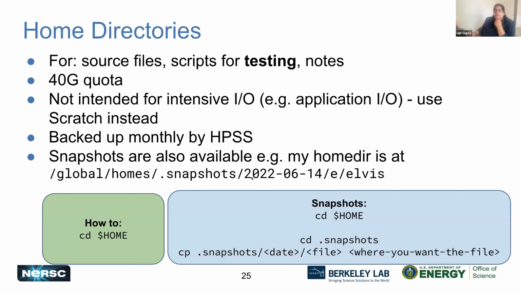It is backed up. Several of these are backed up, and you'll see if you go to our documentation. CFS is backed up, Home is backed up, but for 7 days. So if you have something go wrong and you need to revert to an older version, you can do that, but within 7 days. But again, meant to be a really, really small amount of stuff. So again, 40 gigabytes.